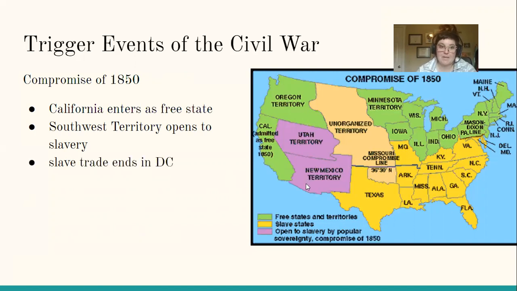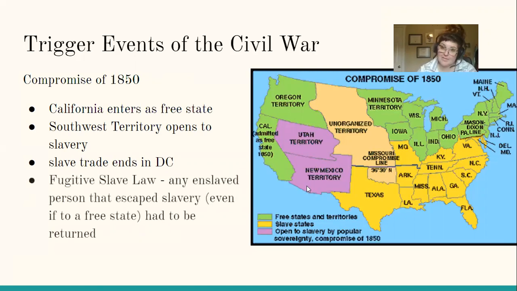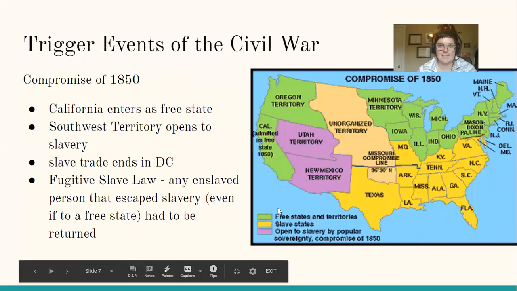The other piece of the compromise was ending the slave trade in Washington, D.C., but on the other side of that was enacting a federal fugitive slave law. That meant that any enslaved person who escaped slavery, even if they escaped into a free state where slavery was illegal, had to be returned to the slave owner. So essentially even in free states, those states could not enforce their laws of slavery being illegal, because the slaves still had to be returned, right? So again, setting up another notch of tension over these free and slave states.